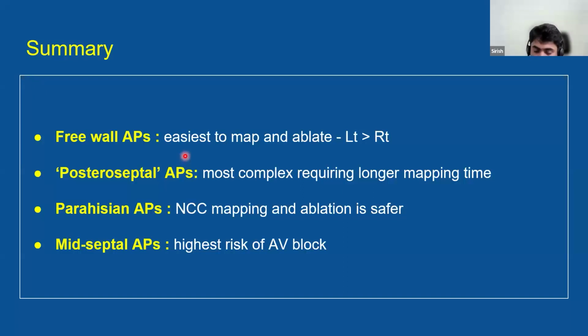And the parahisian pathways, even though the ablation is risky, now we have realized that ablating from the non-coronary cusp is probably safer than the endocardial side. So even though they have a higher risk, they have a better success rate than mid-septal pathways. The highest risk of AV block is with the mid-septal accessory pathways. So that needs to be kept in mind.